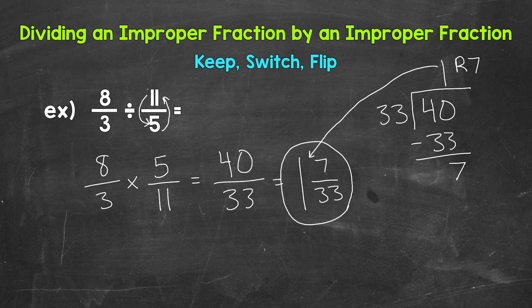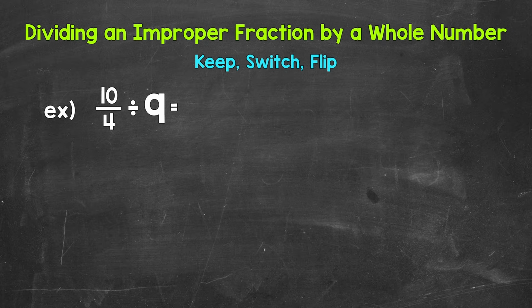1 is the whole number part of the mixed number, and then 7, the remainder, is the numerator of the fractional part. And then we keep the denominator of 33 the same. So there's how to divide an improper fraction by an improper fraction. Let's move on to dividing an improper fraction by a whole number. Now we will take a look at dividing an improper fraction by a whole number.